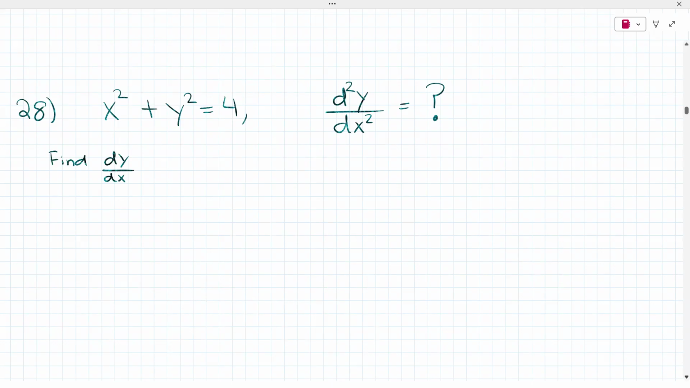dy/dx means taking the derivative of each term with respect to x. So let's do that. The first term is x squared. What's the derivative of that with respect to x? It is 2x, and then you have the option of putting dx over dx. Why dx over dx? Because we're taking it with respect to x, so that's what I put on the bottom.